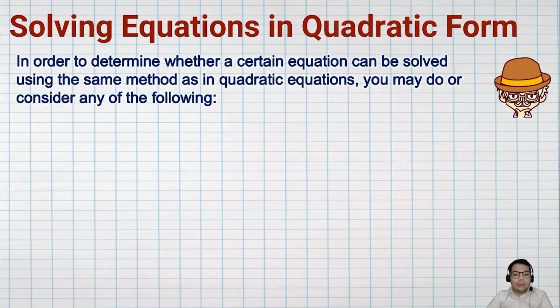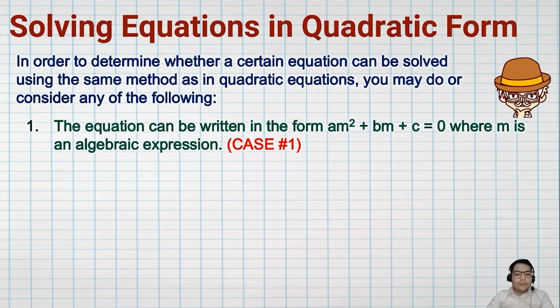So, these are our three cases. First, if the equation can be written in the form of am squared plus bm plus c is equal to 0, where m is an algebraic expression. So, later you will see that although this looks like a quadratic equation in standard form, this m looks different, or it is an algebraic expression. You will see an example of that later.